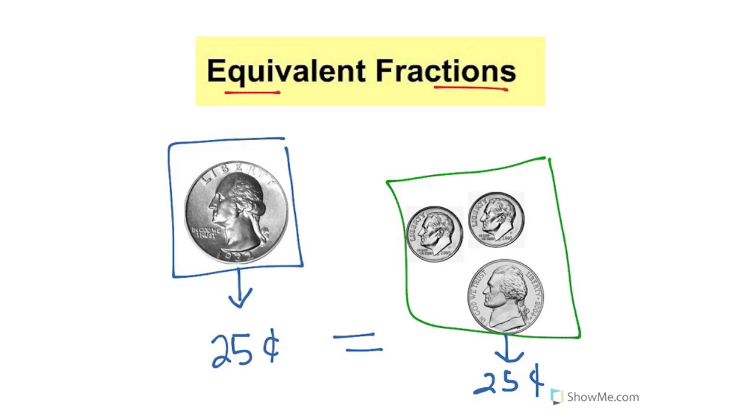Even though these two look different, on the left side you only have 1 coin, which is a quarter. On the right side you have 3 coins, 2 dimes and a nickel. Even though you have 3 coins on the right side and 1 coin on the left, they look like different amounts, but they're actually equivalent. They are the same. All right, in the same manner, fractions work just like that. It works like money. Let's try a few.